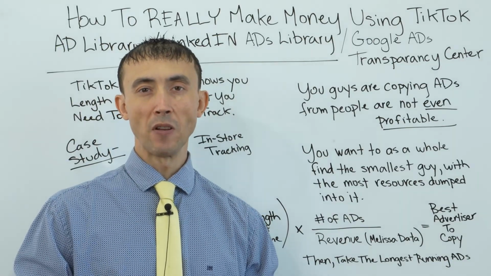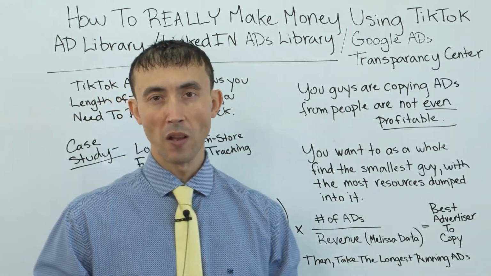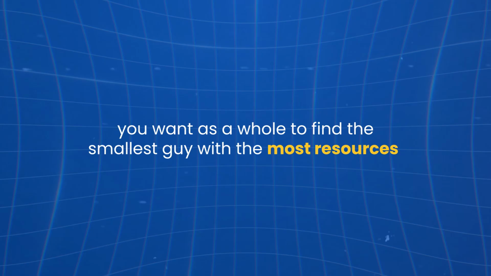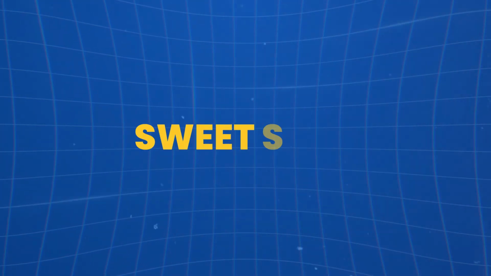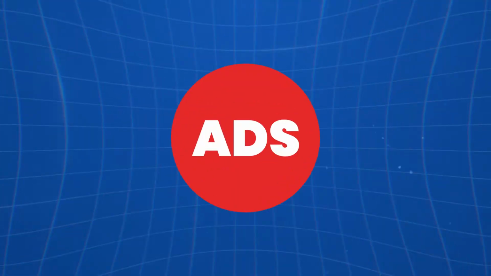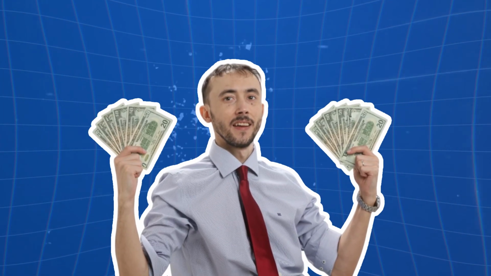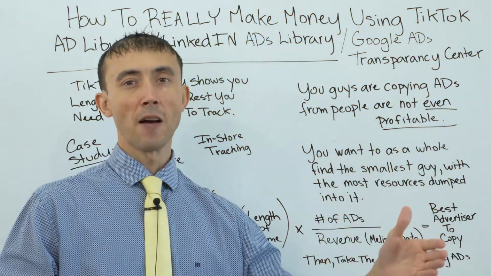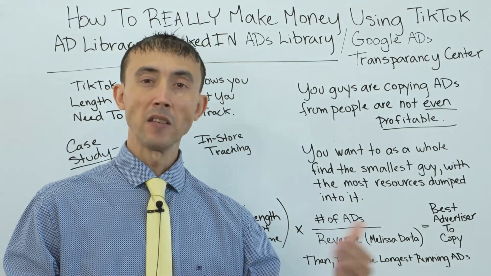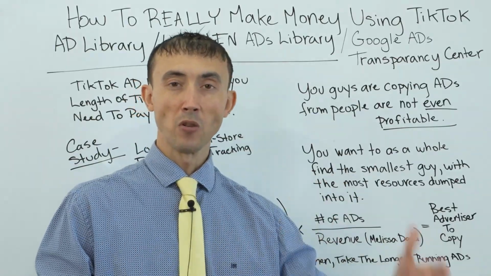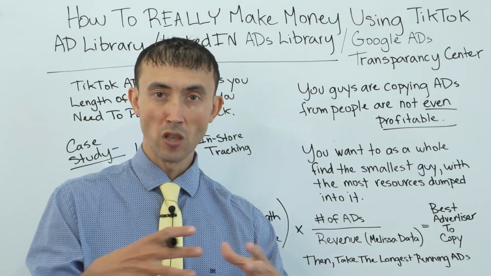You can't just go off of revenue by itself. There's other factors at play, and I'm going to go into them. But as a whole, you want to find the smallest guy with the most resources dumped into it, which, as I found, is the sweet spot. That makes sure you're not getting the big companies that are just clueless and also don't need the money from the ads because they're making money from so many other partnerships and deals. You're not copying people that don't need the ads to make money, but also you're not copying people that are so small that they just tell themselves the ads work because they don't want to believe they're throwing their money away. What they're doing is a waste of time, and you get that sweet, juicy middle, if you will.